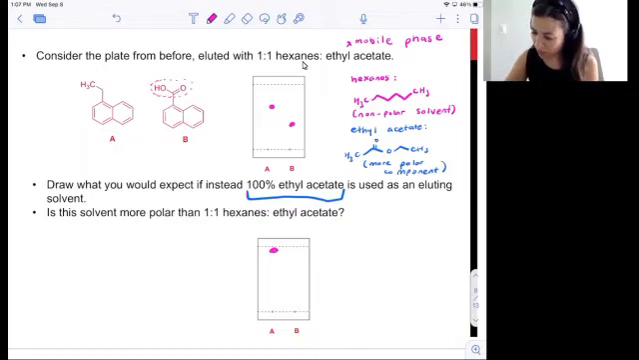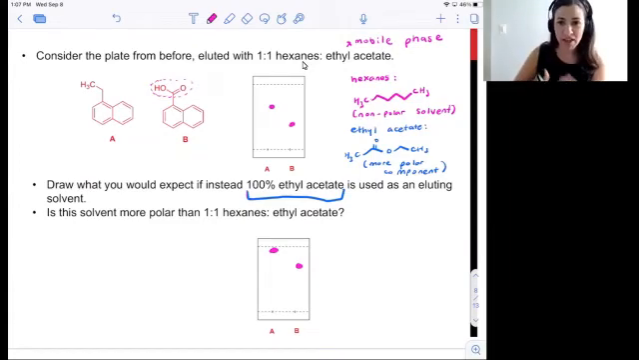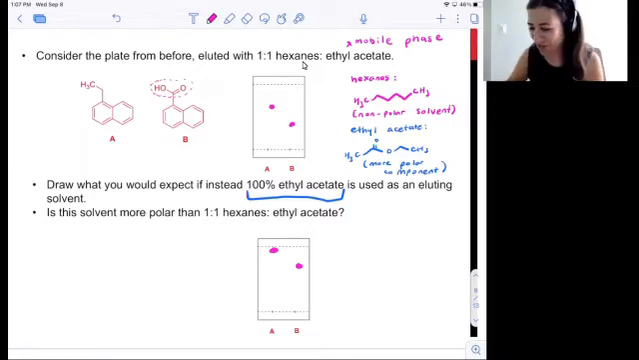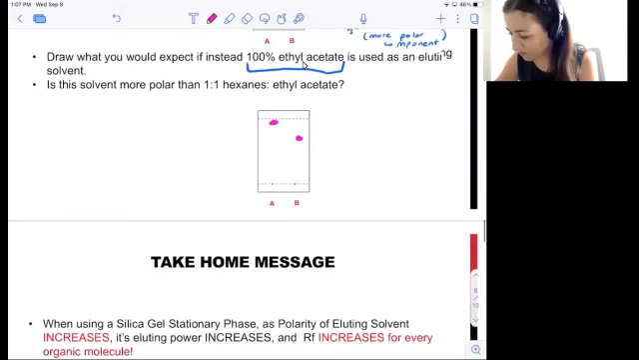B will still travel less than A, but we might expect its RF to increase. And you and your partner in lab will choose two different solvents and study the same compound and its elution in those solvents to really observe and confirm that what I'm telling you here is accurate.